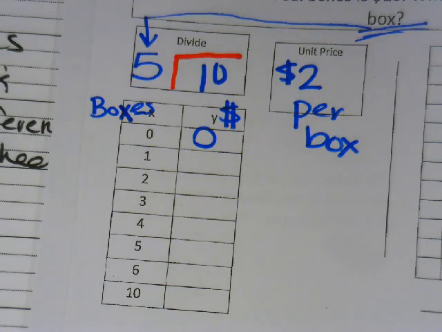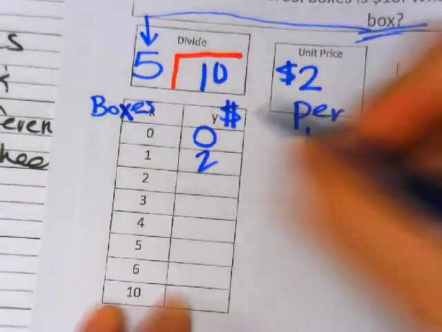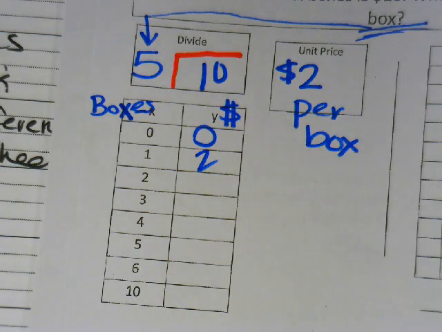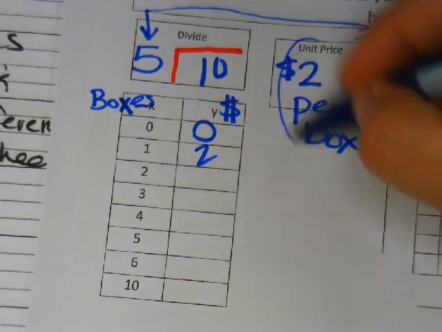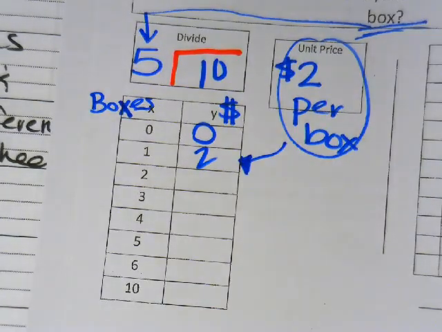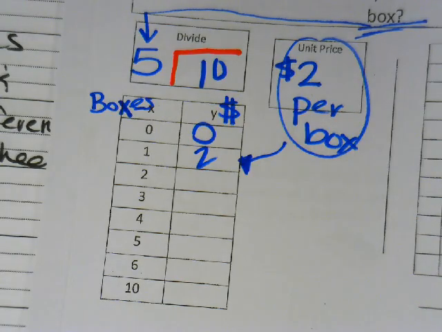Okay. So, second hardest question of the day. 1 box costs $2. Why 2? Because that's your unit rate. Whatever your unit rate is, whatever this number is, always goes next to the 1. Always goes next to the 1. All right. So if I buy 2 boxes? 4.